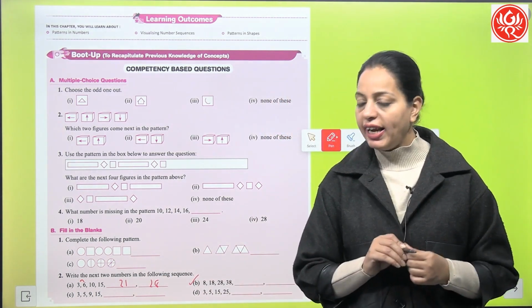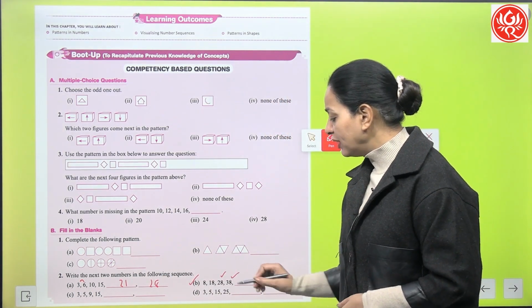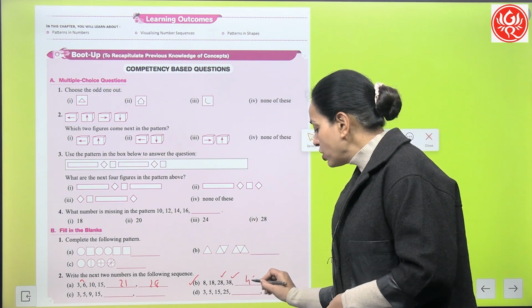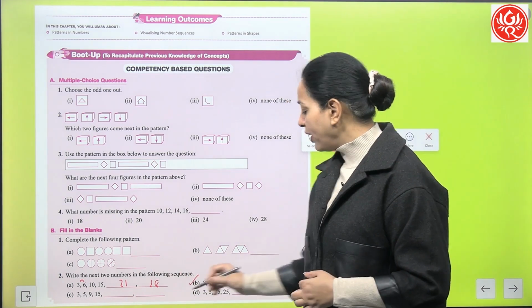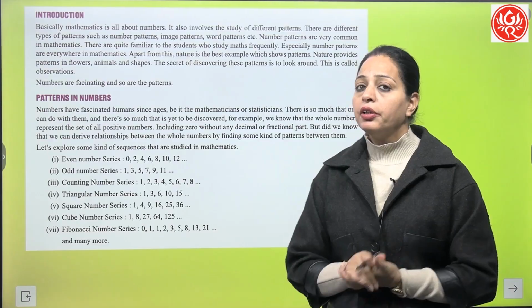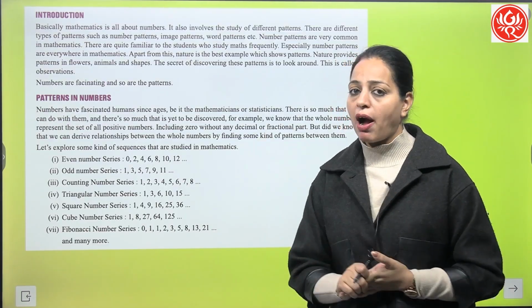Now B part, 8, 18, 28, 38. Then next is 48 and then next is 58. Similarly, you can try C and D part. Okay. Now come to the introduction part.